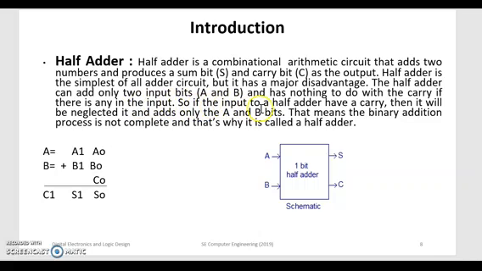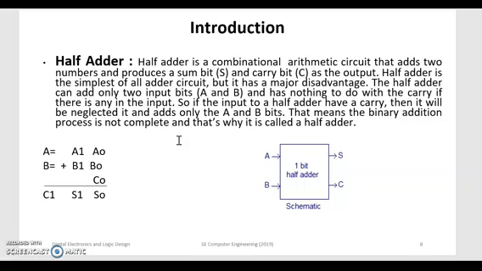So if the input to a half adder has a carry, it will be neglected and it adds only the A and B bits. That means the binary addition process does not complete, and that's why it is called a half adder. So students, half adder is a type of adder. It makes addition, but it can add only two single bit numbers.